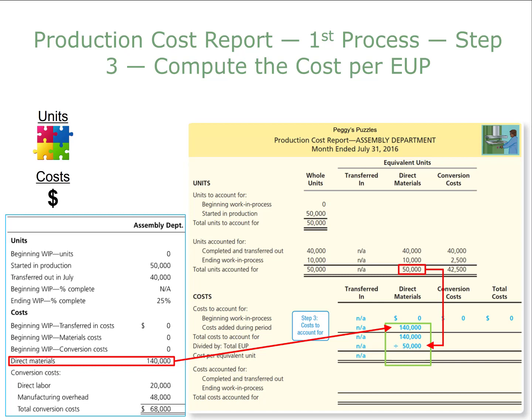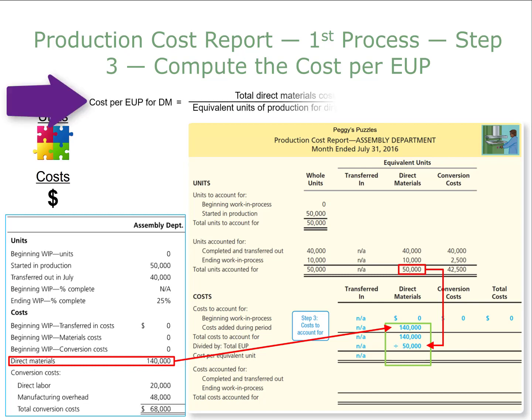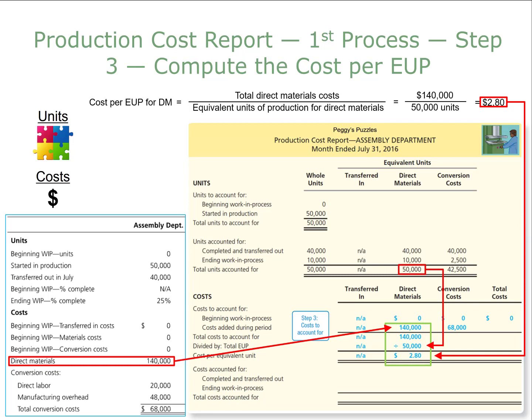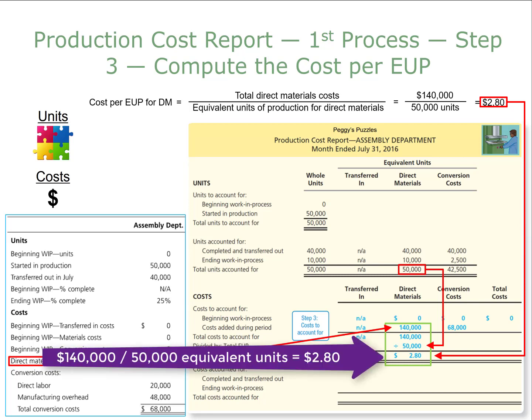The next step is to simply do the math. The cost per equivalent unit of production for direct materials is total direct material costs divided by equivalent units of production for direct materials. So $140,000 of direct materials costs to account for divided by 50,000 total equivalent units gives us $2.80 of direct material per puzzle. So this means each puzzle has $2.80 of direct material costs.